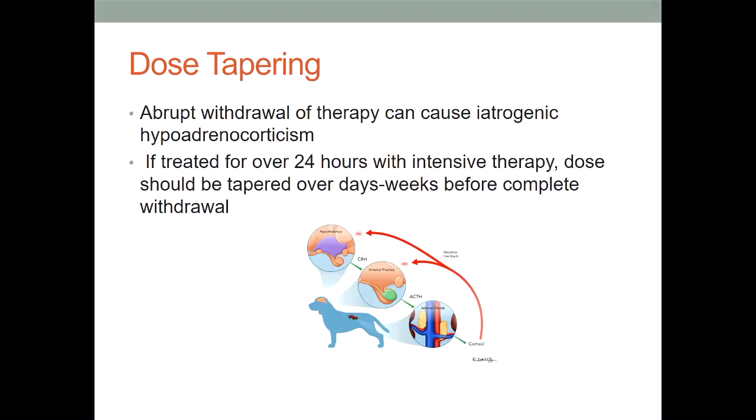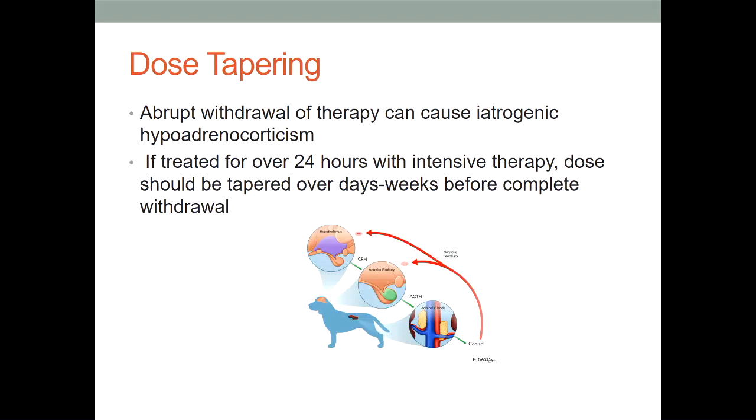So remember that abrupt withdrawal of therapy can cause iatrogenic hypoadrenocorticism, so you never want to just stop glucocorticoids because you have suppressed this axis. You've given a ton of stuff here, you've shut this down, and if you take it away, all of a sudden the adrenal glands don't have time to regenerate. So you can actually cause iatrogenic hypoadrenocorticism, or iatrogenic Addisonian.